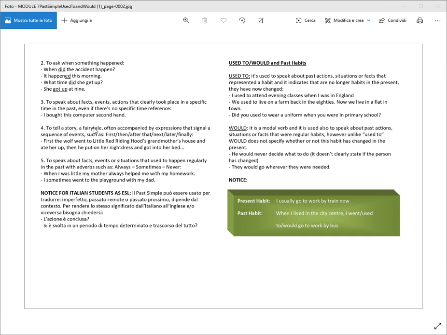Fourth, to tell a story, a fairy tale, often accompanied by expressions that signal a sequence of events. First, then, after that, next, later, finally. First, the wolf went to Little Red Riding Hood's grandmother's house and ate her up. Then he put on a nightdress and got into her bed. Next, for instance.